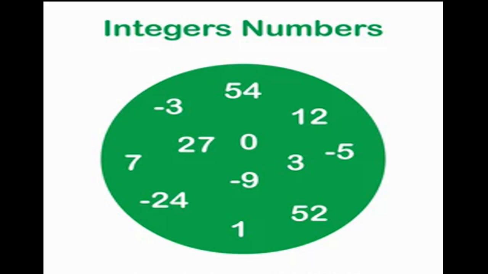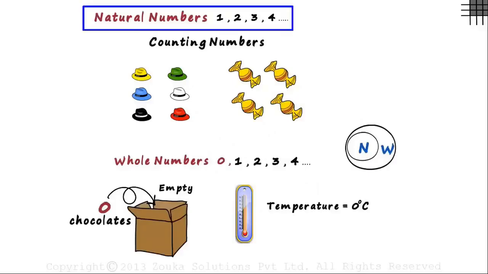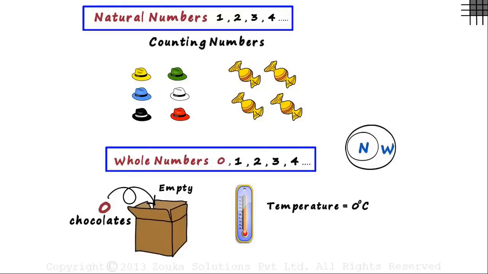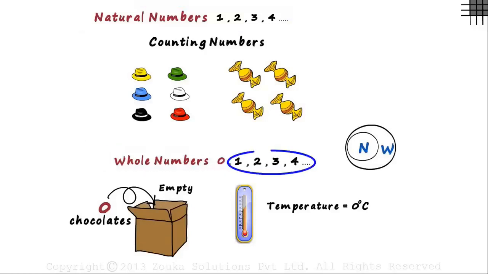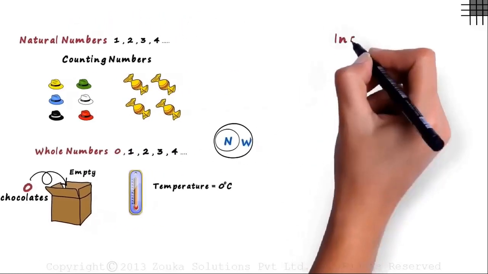Our topic for today is all about what is an integer? We have seen what natural and whole numbers are. The whole numbers comprise the entire set of natural numbers and 0. So what are integers then? Let's zoom in a bit.